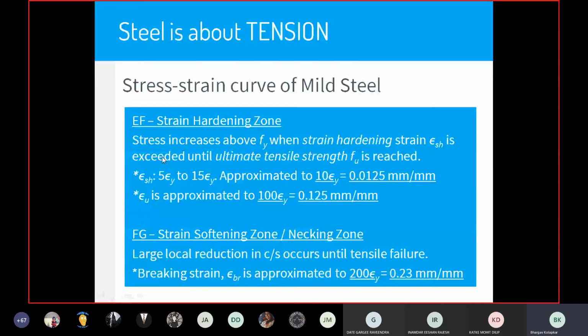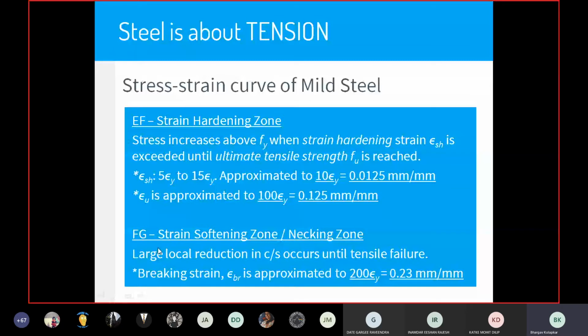Then the zone EF, which is called a strain hardening zone. This is just a summary of what I've already explained while looking at this graph, for your reference later on when you go through these slides. So the stress increases above Fy when the strain hardening strain epsilon SH is exceeded, until the ultimate tensile strength Fu is reached. These are just values for your reference.